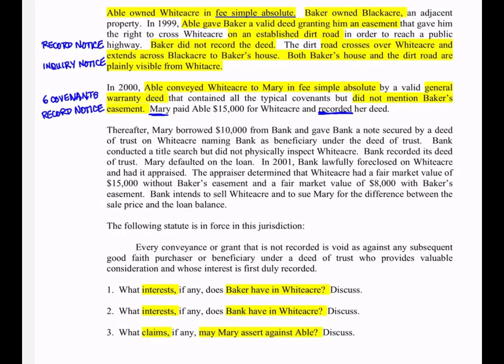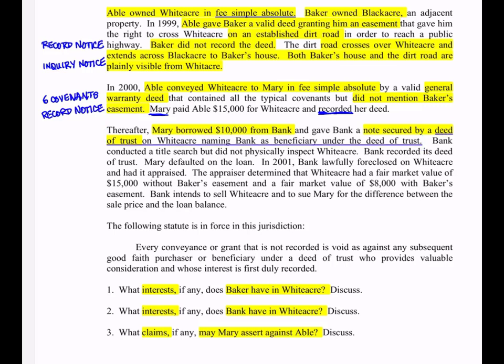Bank recorded its deed of trust. Okay, so we know that Mary recorded, we know that Bank recorded the deed of trust, and we know that neither of them is a bona fide purchaser for value without notice because they both had inquiry notice of that easement. Mary defaulted on the loan. Of course she did. In 2001, Bank lawfully foreclosed on Whiteacre and had it appraised.